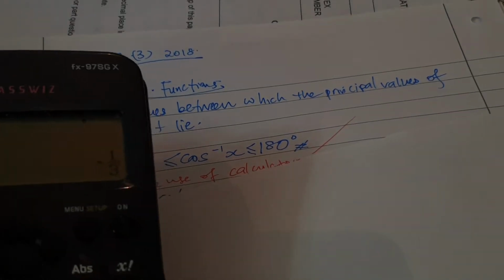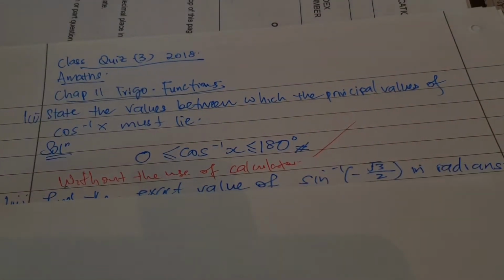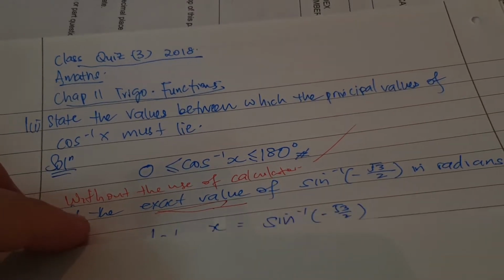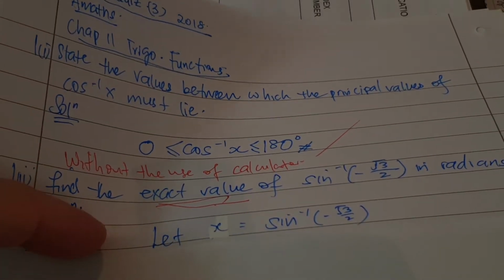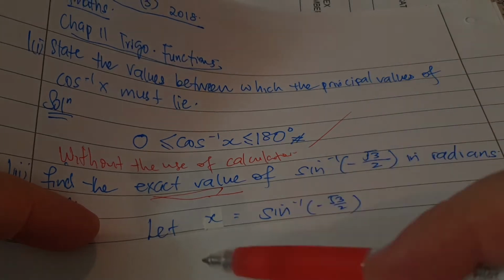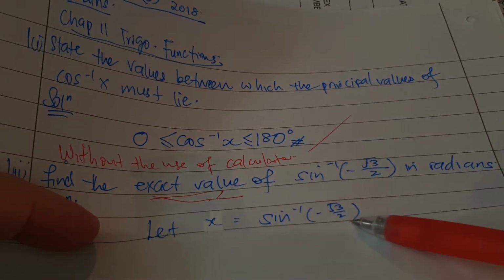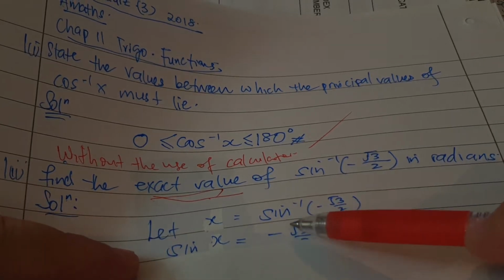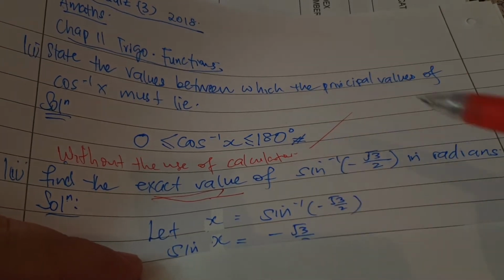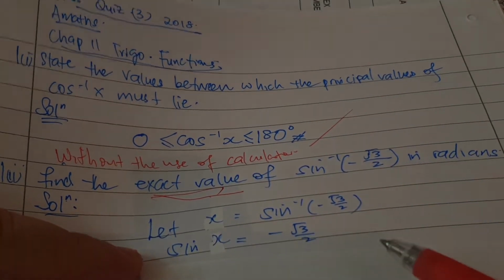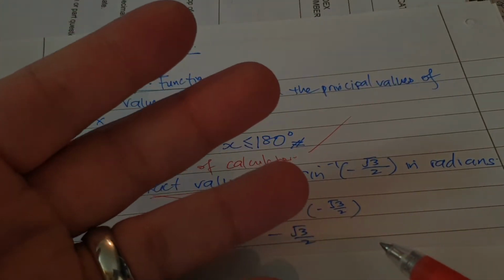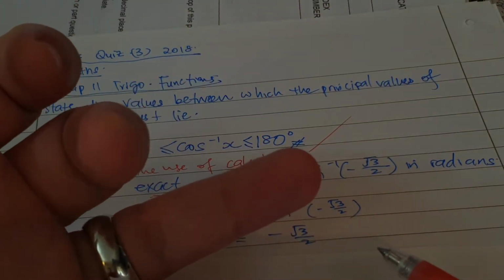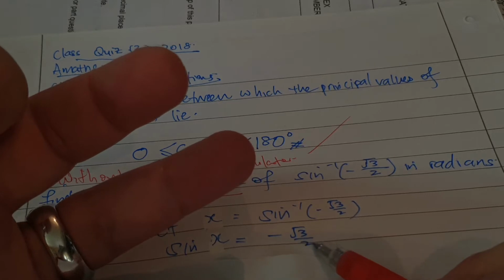Alright, but because they say without the use of calculator, you just put up a show that you know what's going on. You let this be this. So sine x is actually this. Those who still remember the finger thing, sine is the bottom part. When will it be square root 3 over 2?